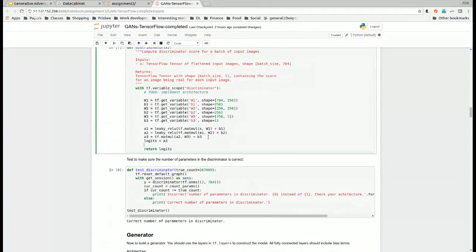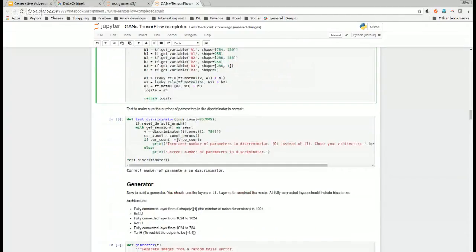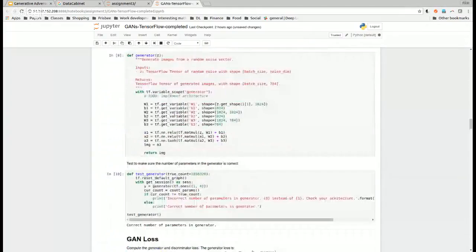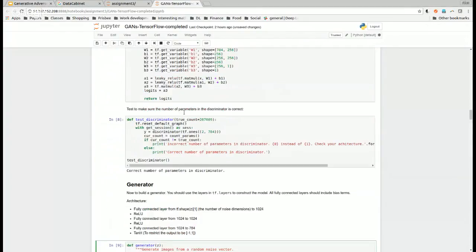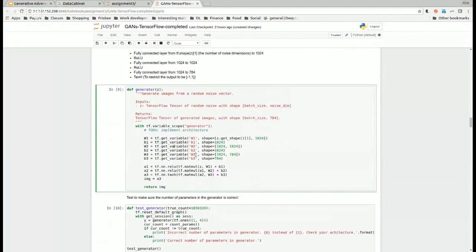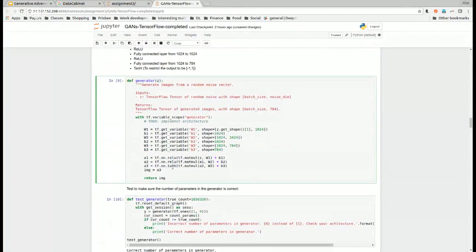So once again, this is mostly linear matrix multiplication with an added nonlinearity function, which, if you get used to deep learning, is very straightforward. This is just a test to make sure the discriminator has the correct number of parameters. Generator, same thing. You're just going to create a 3-layer neural network using tf.get_variable. We're just going to create a 3-layer fully connected network. Once again, it's just matrix multiplication plus biases. I think they're adding a ReLU instead of a leaky ReLU there. And at the very end, they're using tanh.